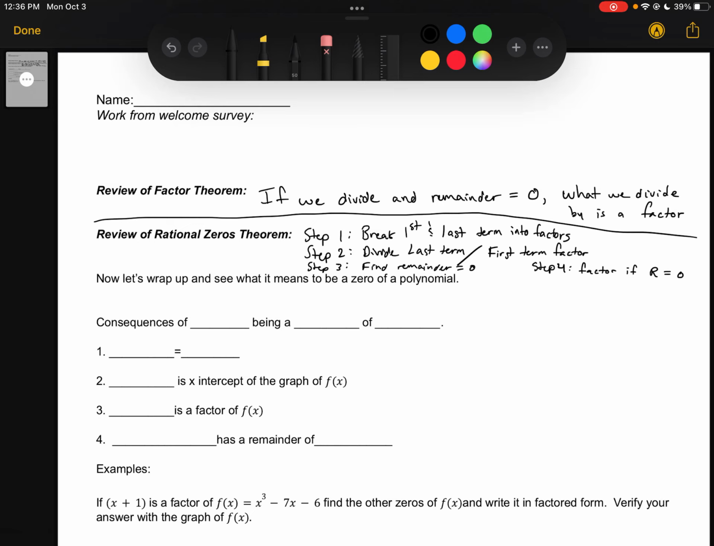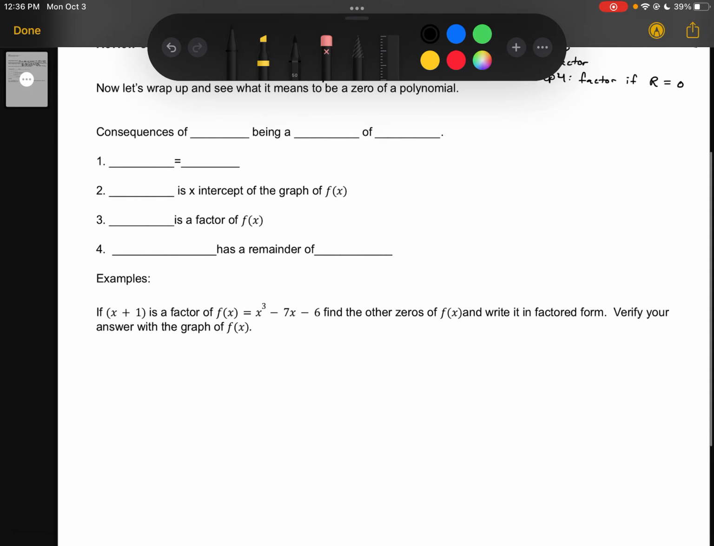So in this case, we're going to wrap up and see what it means specifically to be a zero of a polynomial. So we're talking about these x-intercepts and what are all the possible meanings of this. So we'll call any number r. So if r is the number that we find, little lowercase r. So consequences of r being a zero of f of x. So f of x is just the function. So we're going to look through the 4 different things that this means.